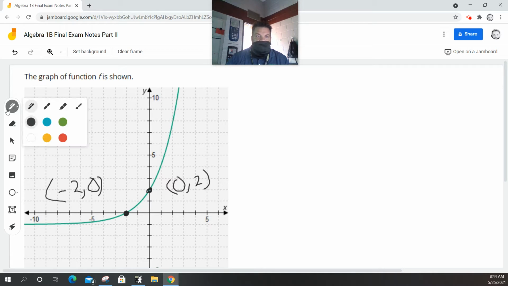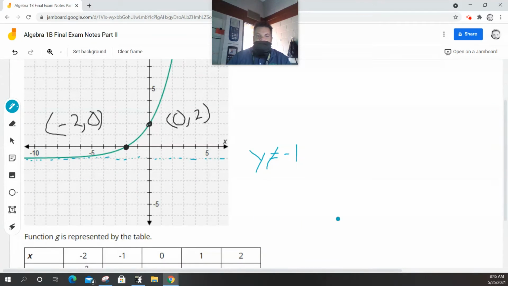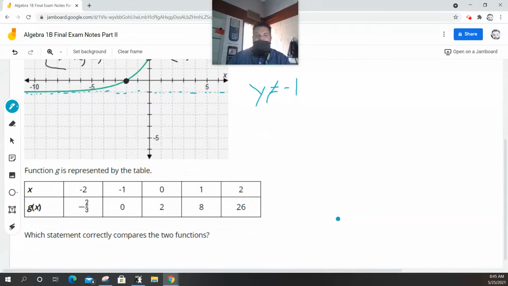Also, it appears to have a horizontal asymptote at y equals -1. So we're going to say y cannot equal -1, because remember that there's asymptotic behavior in these exponential functions. Then they give us a function g that's represented in the table, and then we're supposed to make some sort of comparison between the two.